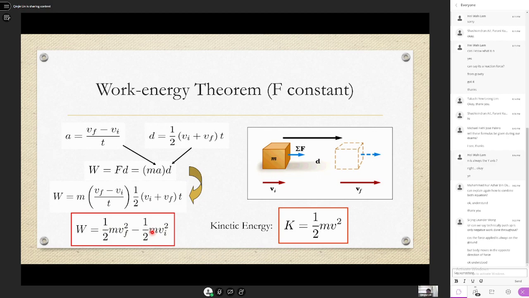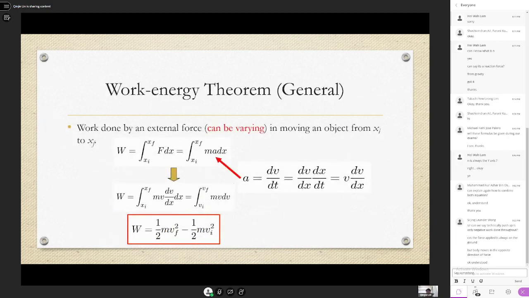So this is the work energy theorem when F is constant. This is the work energy theorem for the general form, when F is not constant. Remember, F can be changing anytime. So if F is not constant, we will need to do integration, F dx. But I won't go through the derivation.